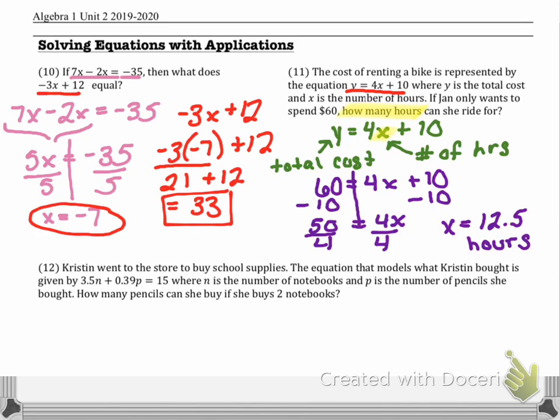And notice I'm putting hours, I'm labeling. Always use units, always, always, always.